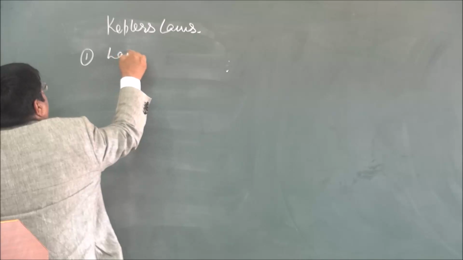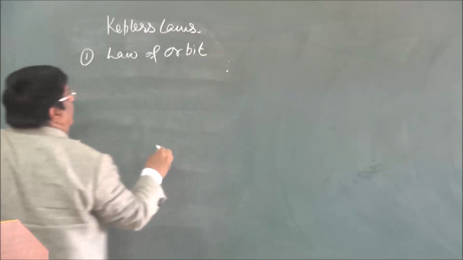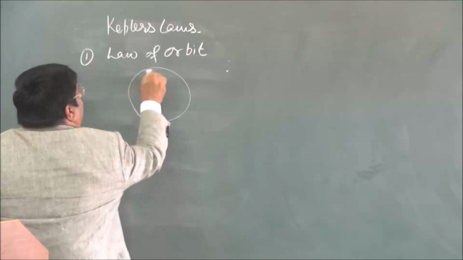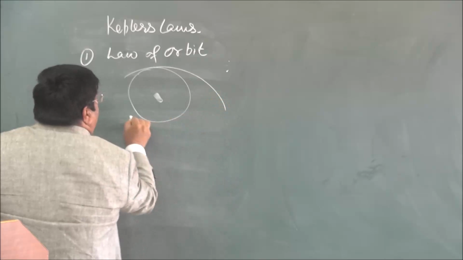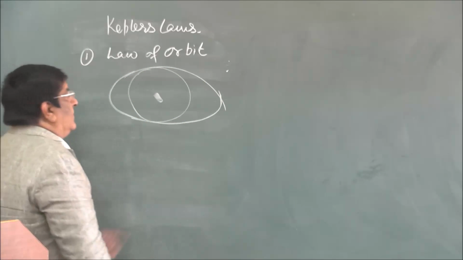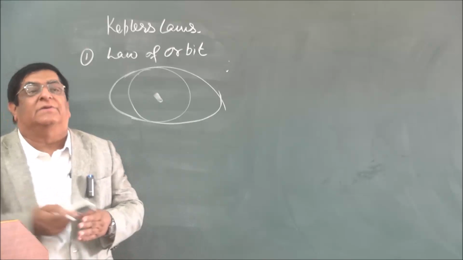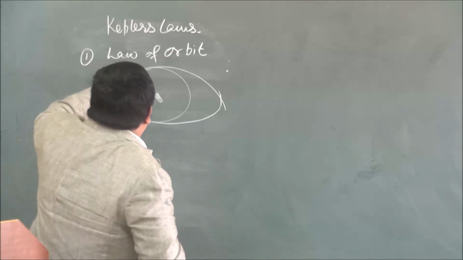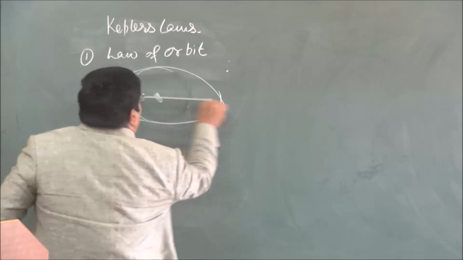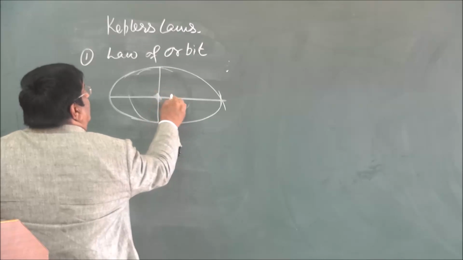One is the law of orbit. He said that around the sun, the orbit is not circular, but the orbit is elliptical. This is one very important thing: what is the shape of orbits? Elliptical. And in an ellipse, there are so many properties we have studied. There is a major axis and there is a minor axis, and there are two focus.